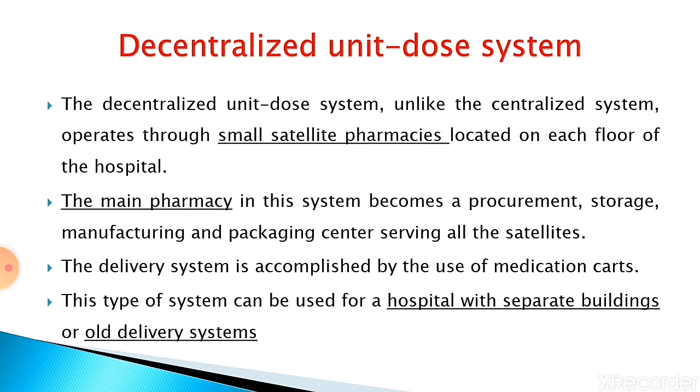Through the satellites the particular department sends its prescription order to the main pharmacy, and this main pharmacy then prepares the doses and sends them to the particular department or satellite pharmacy. The delivery system is accomplished by the use of medication cards, same as in the centralized unit dose system. This type of system can be used for a hospital with separate buildings or where an old delivery system is used.